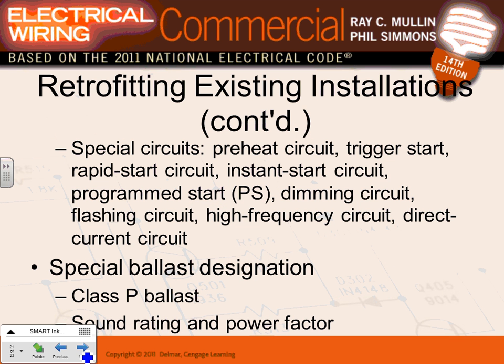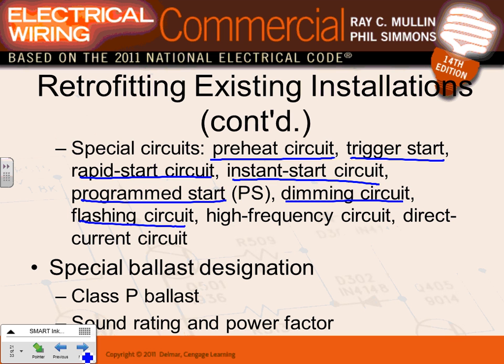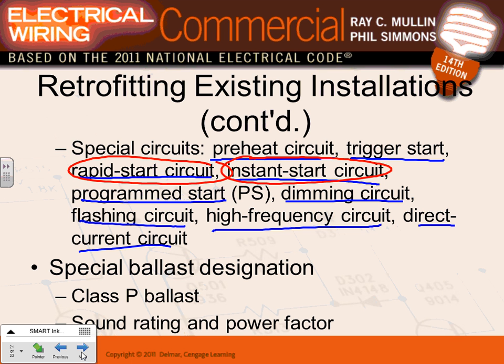Okay, special circuits. This is what I would like you guys to see, the ballast, a few types. They have preheat, old trigger start, rapid start, instant start, programmed start. Look at this, they have dimming circuit, flashing circuit, high frequency circuit, and direct current. I do not claim to be an expert in all of these, but these are the types of ballast that you guys are going to be using. Typically, the ballast that we use, instant start, is a very common one. Preheat is old-fashioned, or rapid start. These are the most common ones you're going to find.